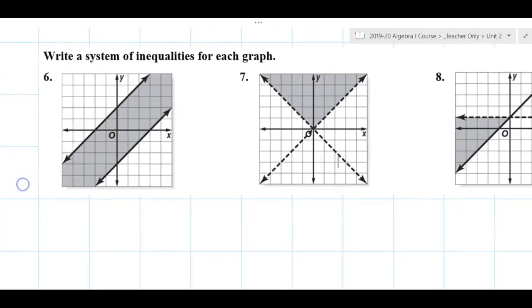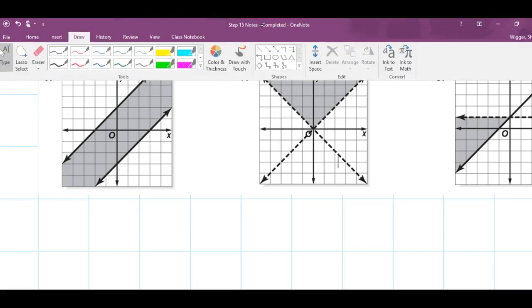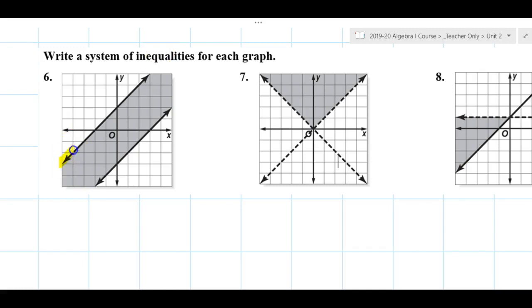Right, let's practice writing systems of inequalities. I'm going to highlight this line. This is the first equation I'm going to write. Note the y-intercept. So b equals 1. Find another point so that we can find the slope. To get there, I have to go up 1, right 1. So the slope equals 1. So y, we're shading under this line. Y is less than or equal to 1x plus 1.